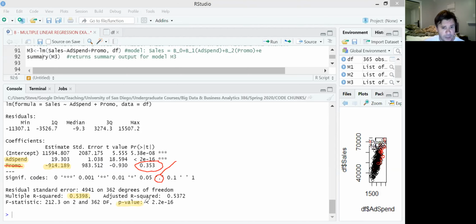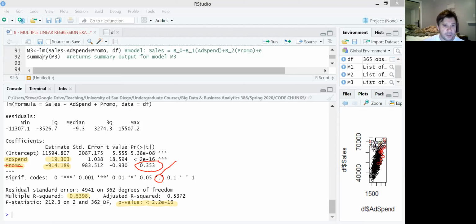And again, this model is jointly significant despite the fact that the promotion variable does not seem to be individually significant here. And note the coefficient on ad spend, pretty close to what we got before, right? If ad spend goes up by 1, it's predicting about a 19 unit increase in sales, which was very similar. I think it was 18.85 when we had ad spend in our model, but we did not try to control for the promotion on the right-hand side.